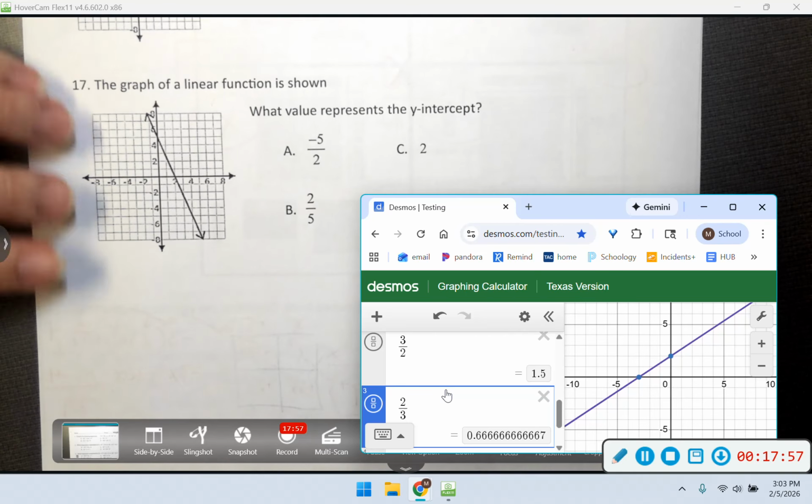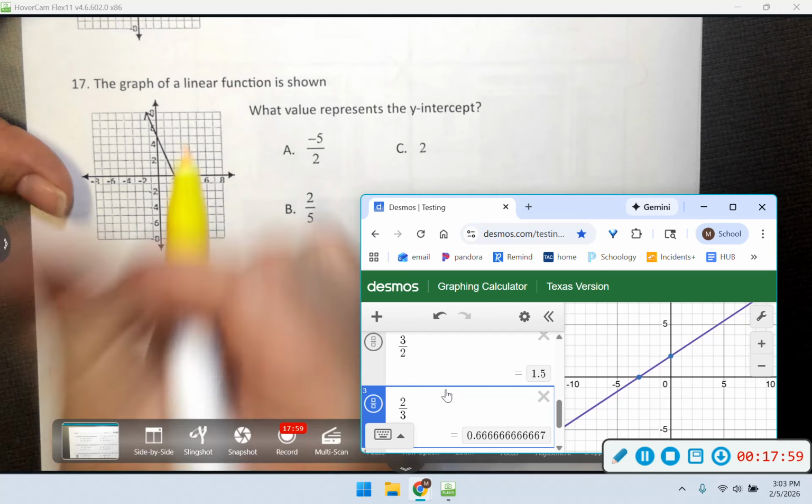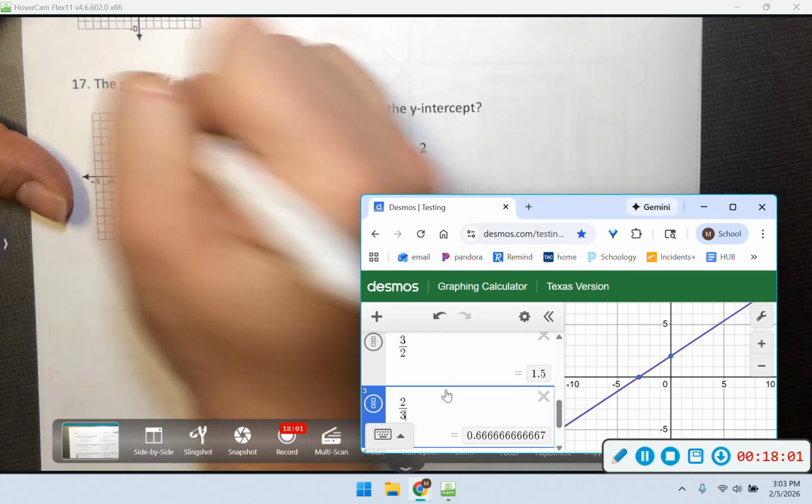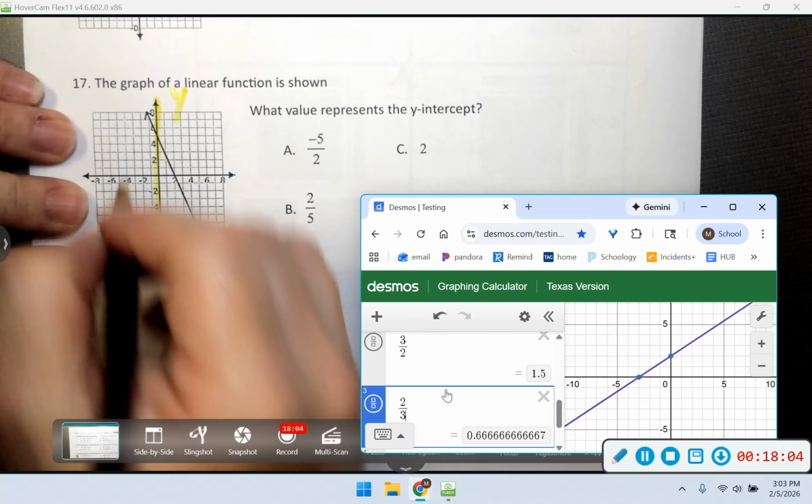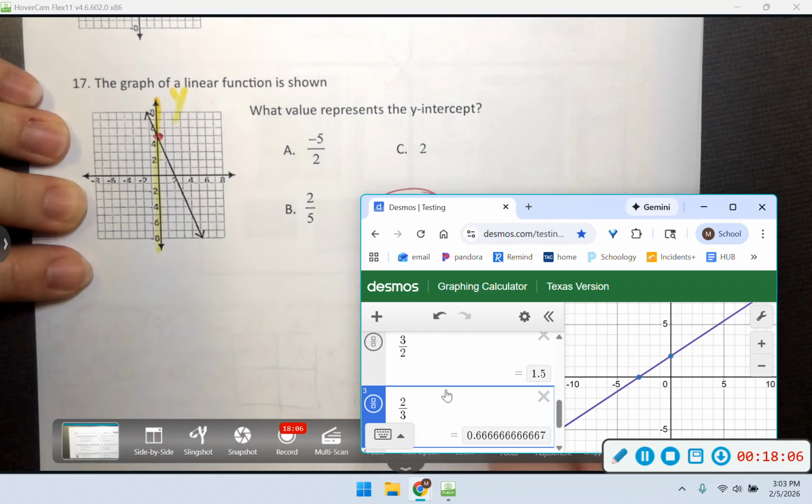And then last but not least, my y-intercept. Y'all, your y-axis, y to the sky. Okay, where did it touch my y-axis? And that is at 5.